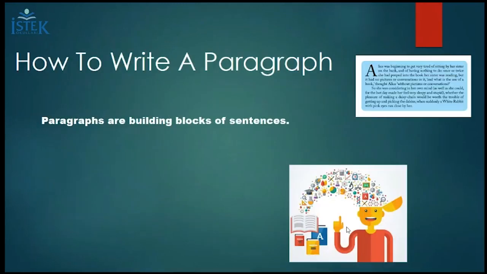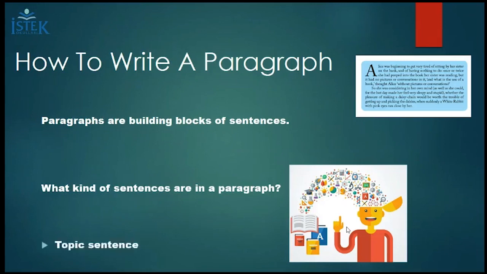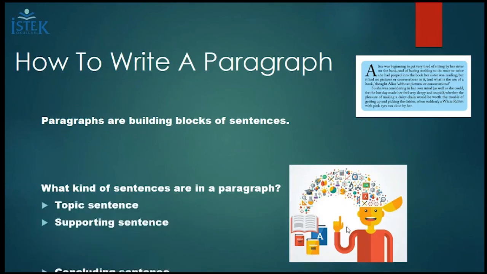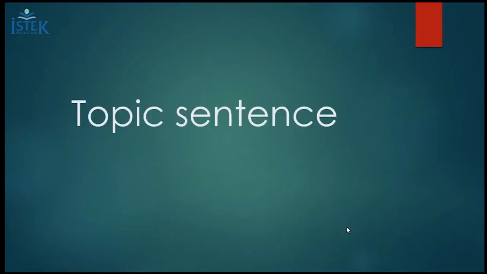Let's see how to write a paragraph. Paragraphs are building blocks of sentences, as I have mentioned. What kind of sentences are in a paragraph? Topic sentence, supporting sentence, concluding sentence. Let's talk about the topic sentence first. In a topic sentence, there should be a main idea. Main idea means, what is the topic? What is the sentence going to be about, right?